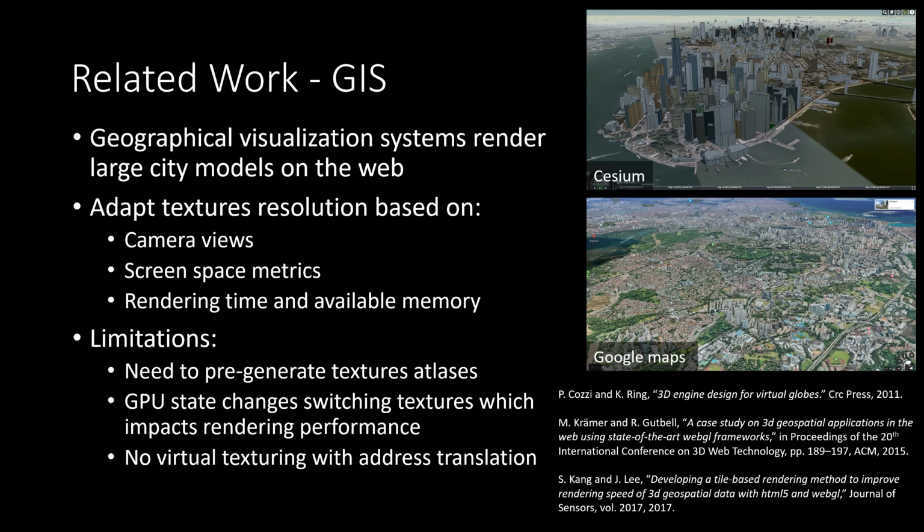Related work in GIS. Geographical visualization systems stream and render large city models on the web. They often adapt texture resolution based on camera views, where the camera is looking, screen space metric, how many pixels does a building cover, and the client's rendering time and available memory. Some limitations of such systems are the need to pre-generate texture atlases, numerous GPU state changes when switching between textures, which impacts rendering performance. These systems also do not use virtual texturing with in-shader address translation.